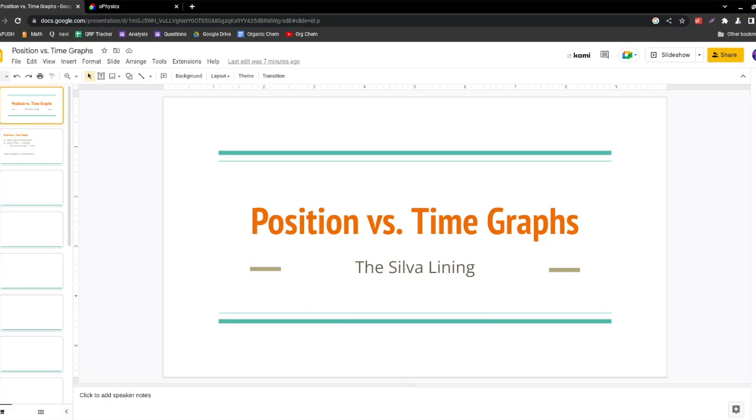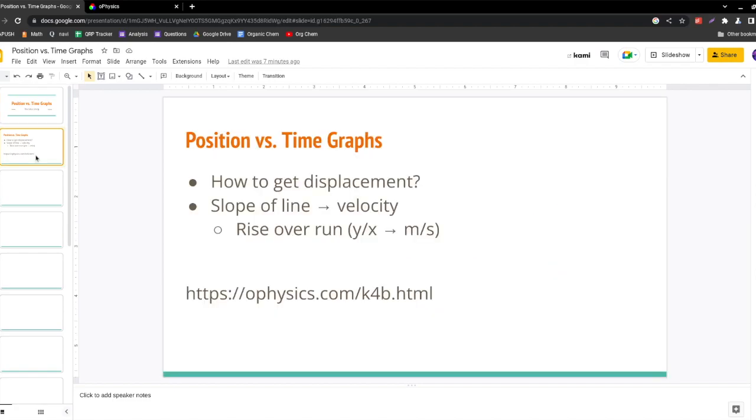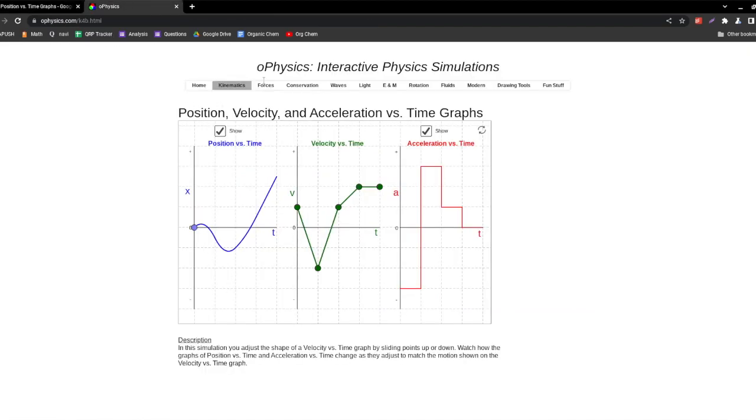It's been like 3 months since the last time I recorded a video, but we're back, and today we're going to be looking at how to interpret position versus time graphs. So if you're here in this video, I'm just going to assume that you already know what they are. Well, if you don't, here we have one.